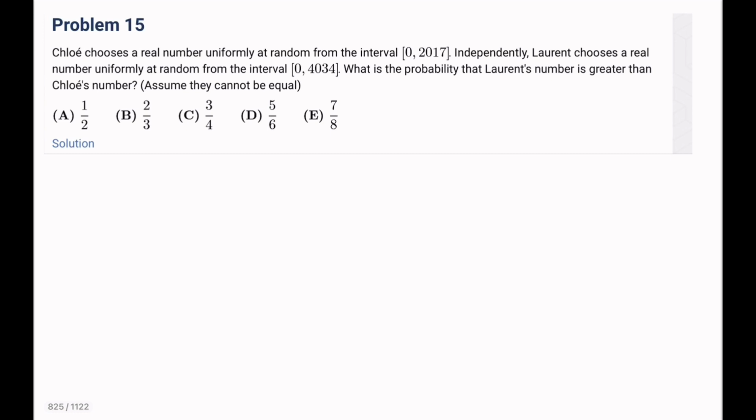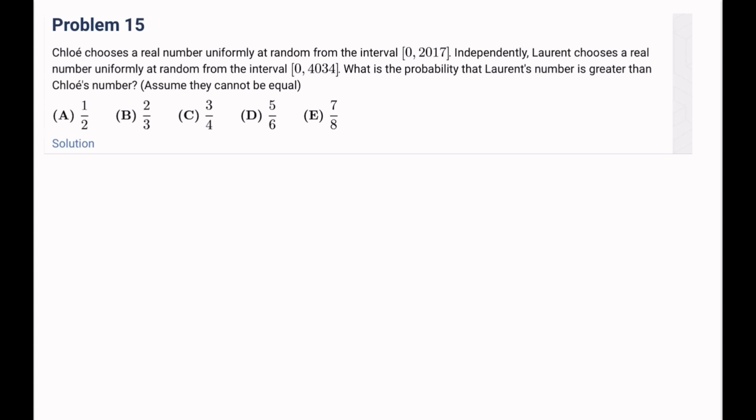Number 15, Chloe chooses a real number uniformly at random from the interval 0, 2017. Independently, Lawrence chooses a real number uniformly at random from the interval 0, 4034. What is the probability that Lawrence's number is greater than Chloe's number? Assume that they cannot be equal, right?